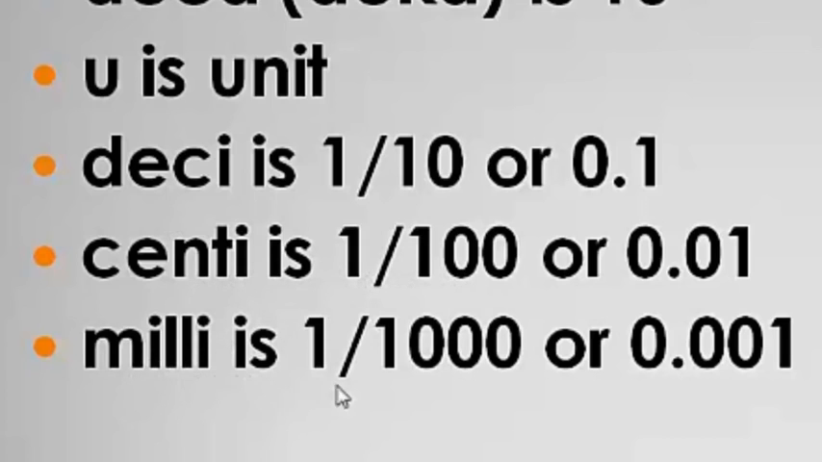And milli is 1/1000th. Now, the way I remember that these are the smaller units is because they all end in I. So does the word mini. Mini ends in the letter I, and these end in I, and mini to me is small, and these are small. So that's how I remember they're less than 1.